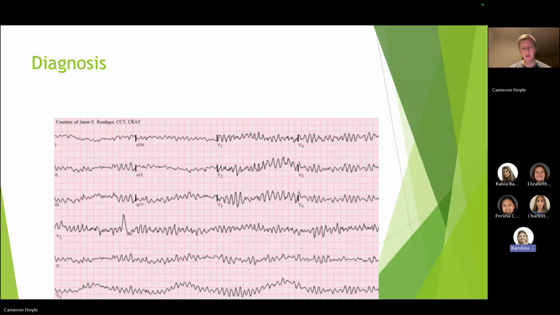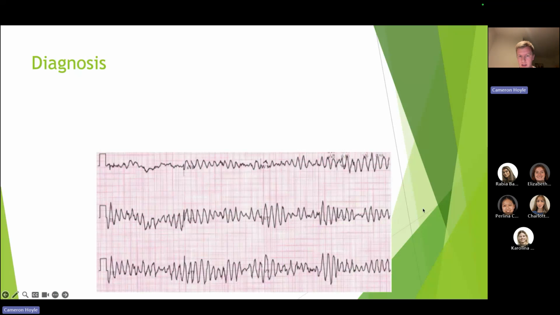Right. Charlotte has said VF. Yeah, VF, absolutely is VF. If you see this, the patient will be in cardiac arrest. This is not associated with a pulse whatsoever. So yeah, this is ventricular fibrillation. We're not going to go through the ALS algorithm and cardiac arrest in this lecture. That's in the next lecture next week, where we will go through cardiac arrests and advanced life support.